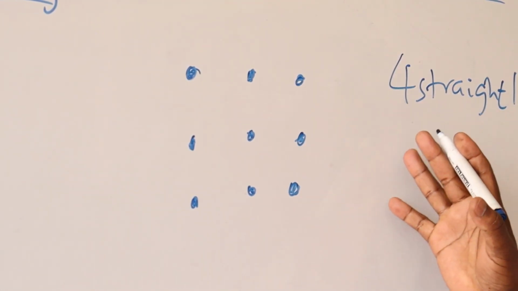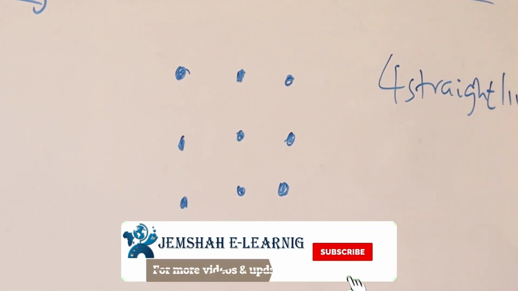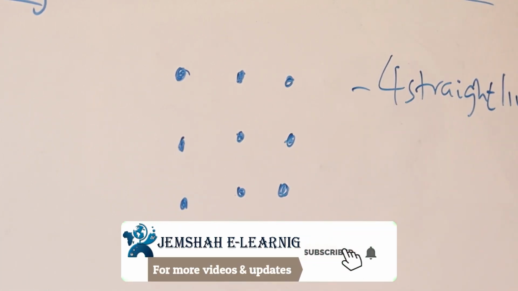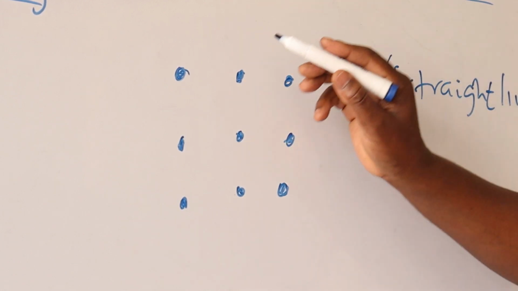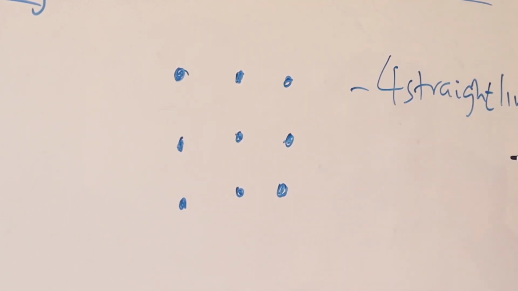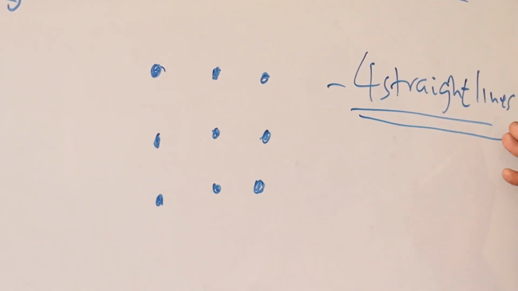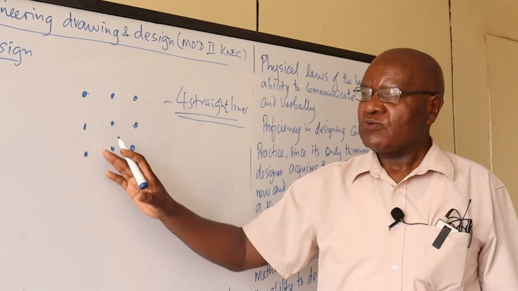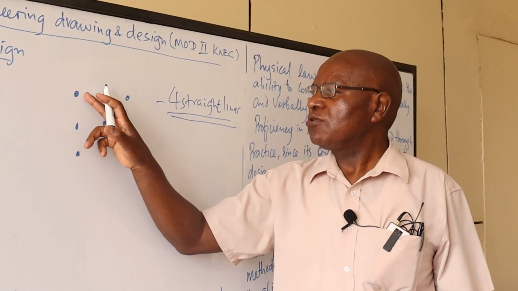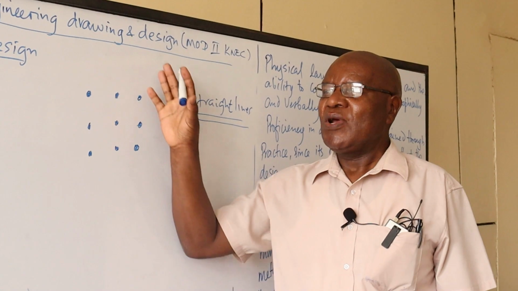Of course, that looks easy when you look at it, but the catch here is that once you put your pen down, you should not lift it out of the drawing your lines until you finish all the 4 straight lines. That is good.